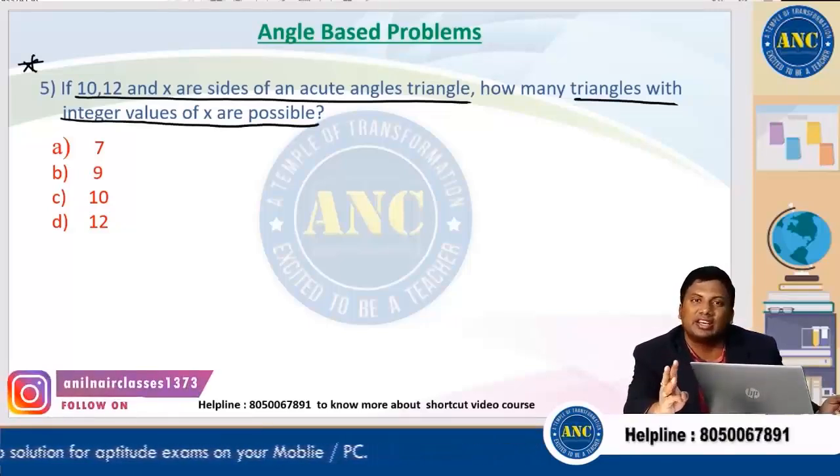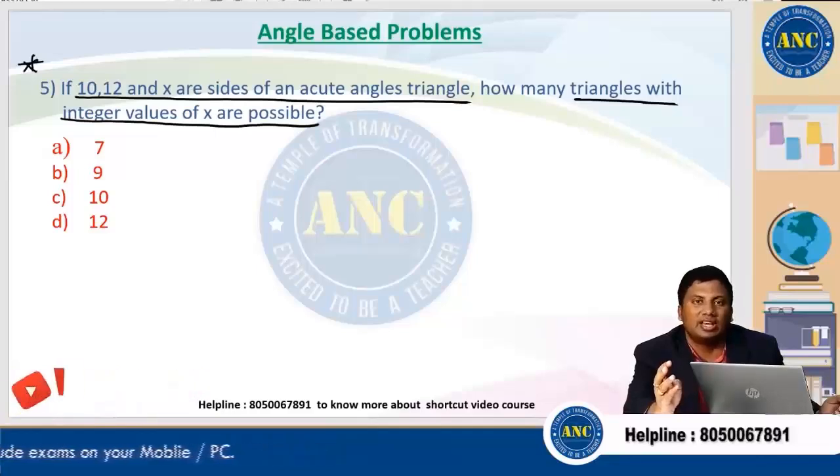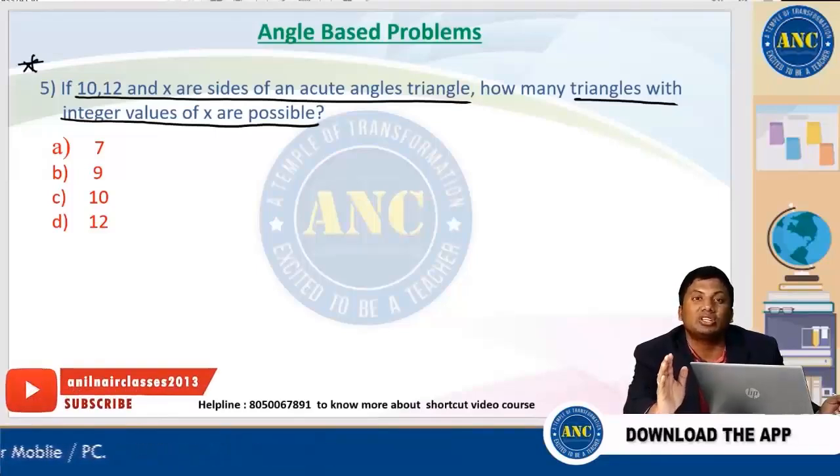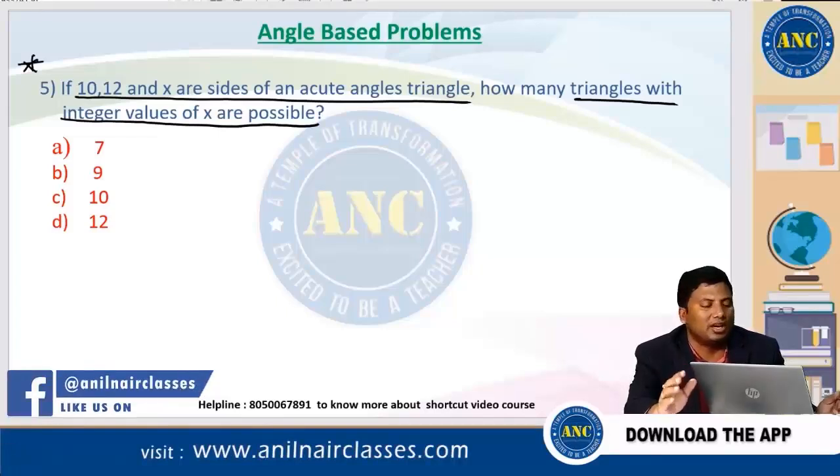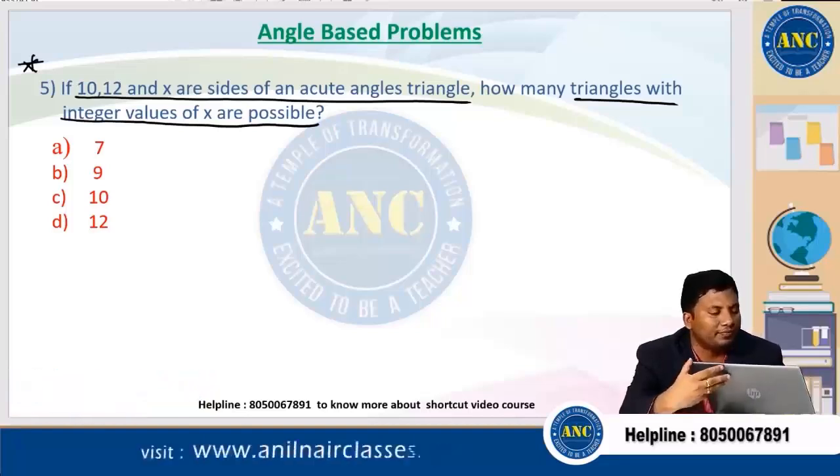There are three sides given, 10, 12, x. He is asking how many distinct triangles can be formed with integral side for the third one. Very easily we can solve the question. First thing is case 1.